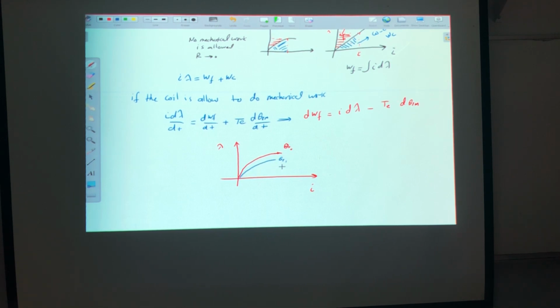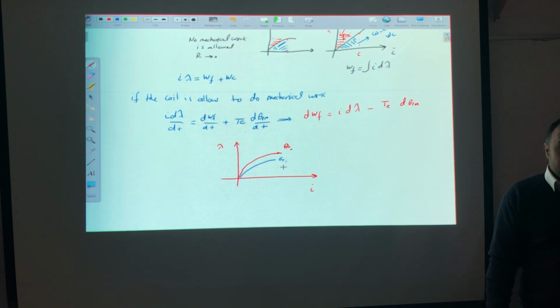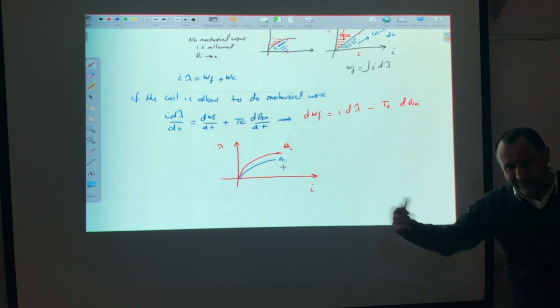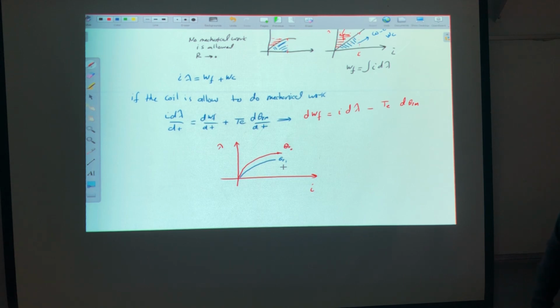Theta r. So this means that the field energy is changing, and the co-energy will be changing. So the field energy is a function of theta. This means that omega f is a function of theta r, and it's already a function of lambda from here.